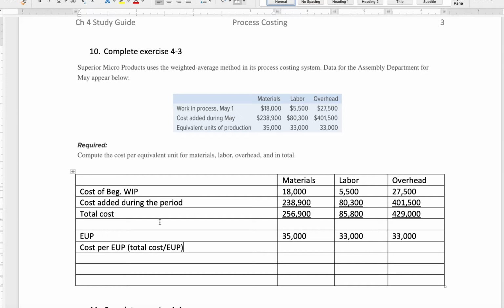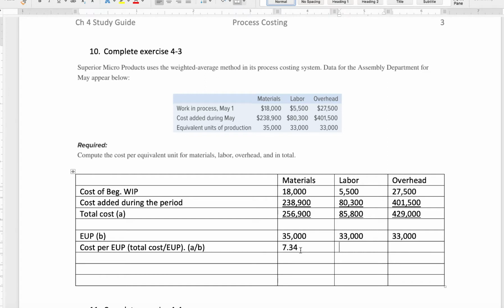I'm going to do something a little different. I'm going to call total cost A, and I'm going to call the equivalent unit of production B. All I need to do now is just divide A by B. So if I take $256,900 and divide it by 35,000, I get the cost per equivalent unit of $7.34 with respect to material.